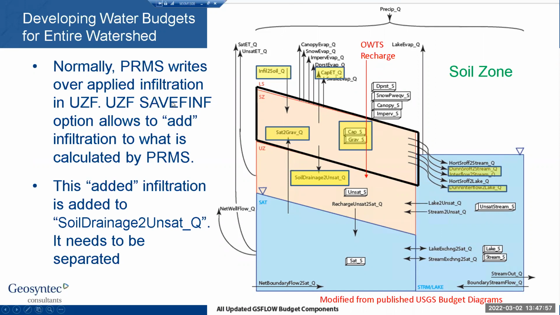When we have this keyword option in the UZF file, it tells the UZF that whatever we apply here, do not override it with the calculation you make. Just add it to whatever recharge comes from the soil zone to the unsaturated zone. So we use this SAVE_FINF option, and we had this OWTS recharge input to the UZF package. The model now is calculating the recharge normally from the soil zone to the unsaturated zone, and also calculating recharge directly to the unsaturated zone. But the problem is when it's reported in the mass balance tables, it's all reported under just one component here, and it needs to be separated to get a correct mass balance calculation.